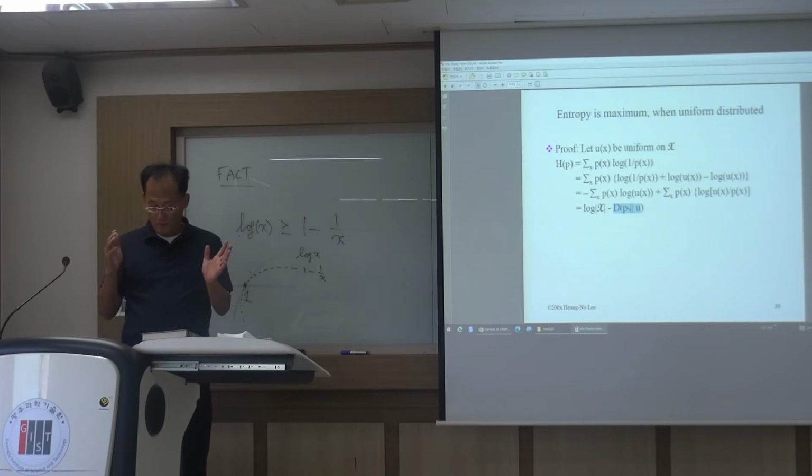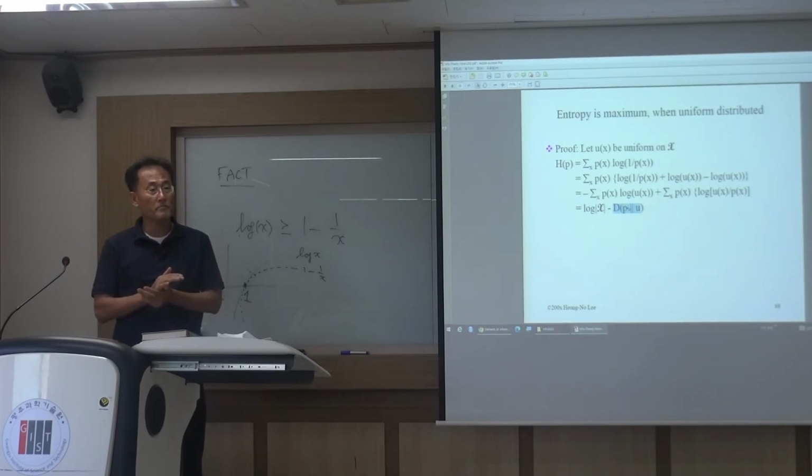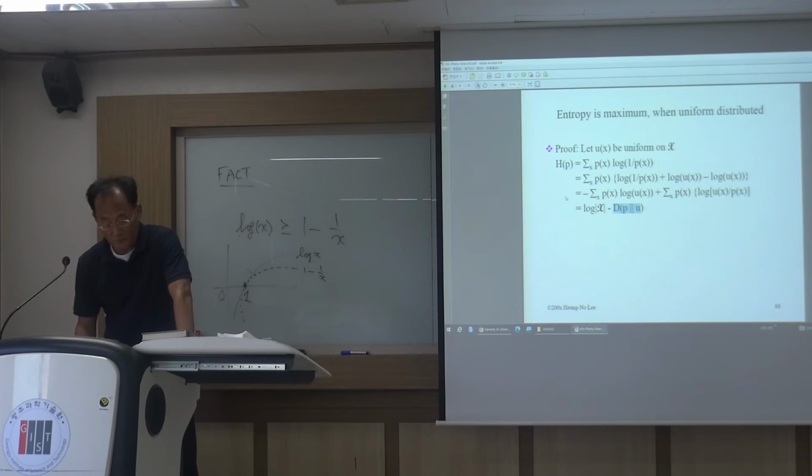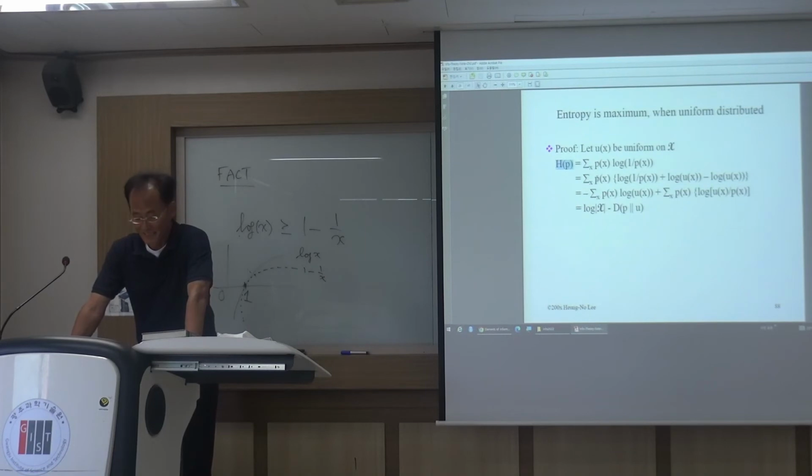And then what can you say about the distribution that achieves the maximum point? That is the case when this relative entropy is equal to 0. When does that happen? When P is exactly equal to U for all z. So that means maximum entropy is achieved when P is equal to the uniform distribution. That's another way of proving it. So entropy is maximum when uniformly distributed. That's the message, and let's move on to another one.